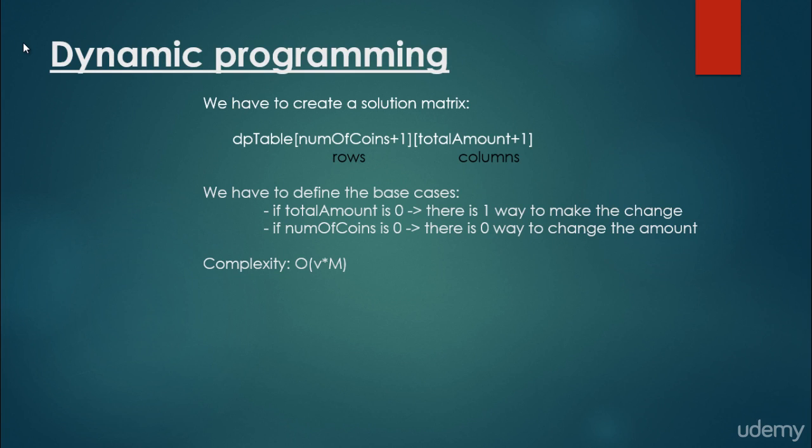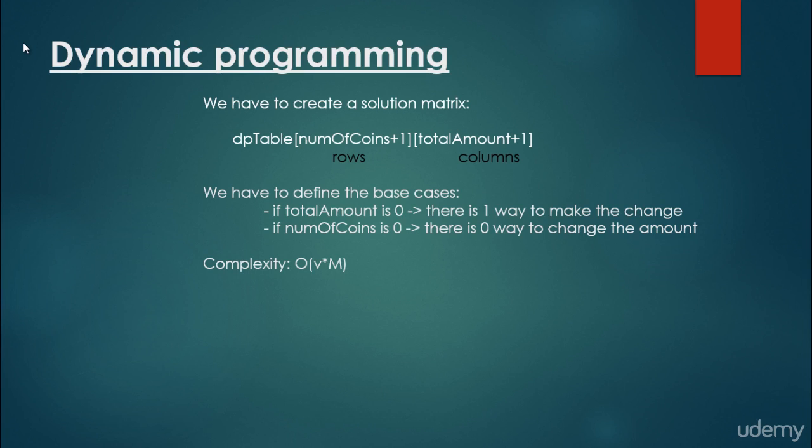So a better solution would be to use dynamic programming. We have to create a solution matrix and use memoization. That's why we create this DP table, which stands for dynamic programming table. The first index represents the rows, the second index represents the columns. We will have number of coins plus 1 rows and total amount plus 1 columns. So we have to define the base cases. If the total amount is equal to 0, there is one way to make the change. If the number of coins is equal to 0, there are 0 ways to change the amount.